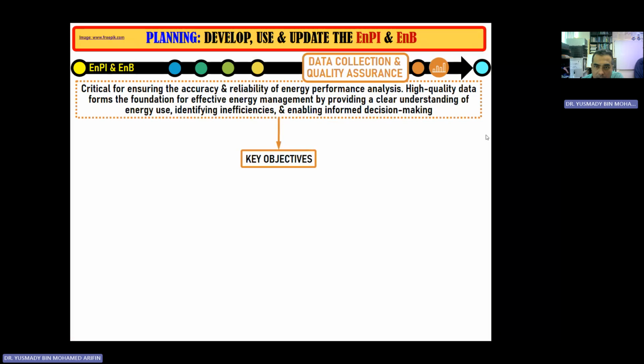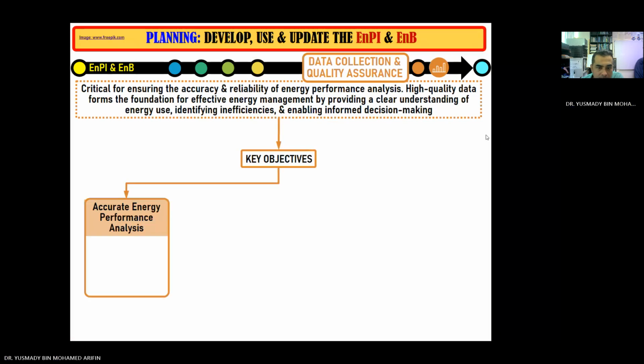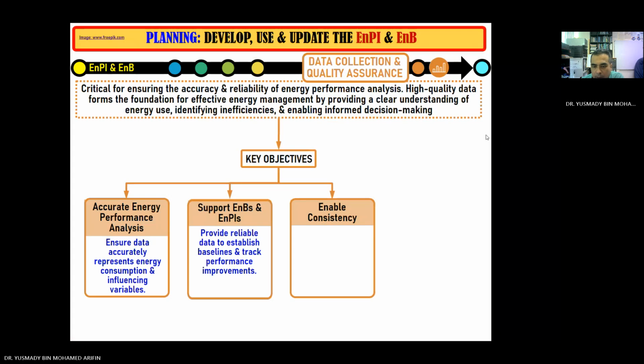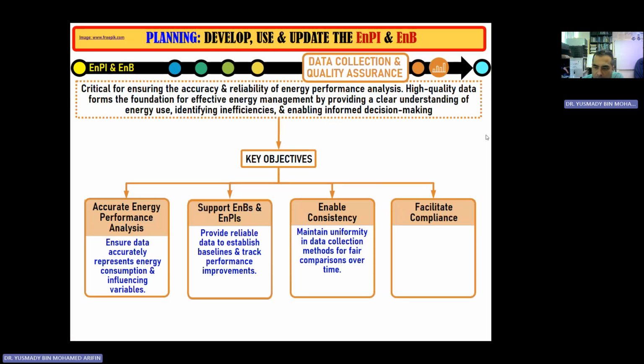So, key objectives for this data collection and also quality assurance. Accurate energy performance analysis: to ensure data accurately represents energy consumption and also influencing variables, to support energy baselines and energy performance indicators. So the data will provide reliable data to establish baselines and track performance improvement. Enable consistency, maintaining uniformity in data collection methods for fair comparison over time, and the last one, facilitate compliance, meeting the documentation requirements of ISO 50001 or other regulatory frameworks.